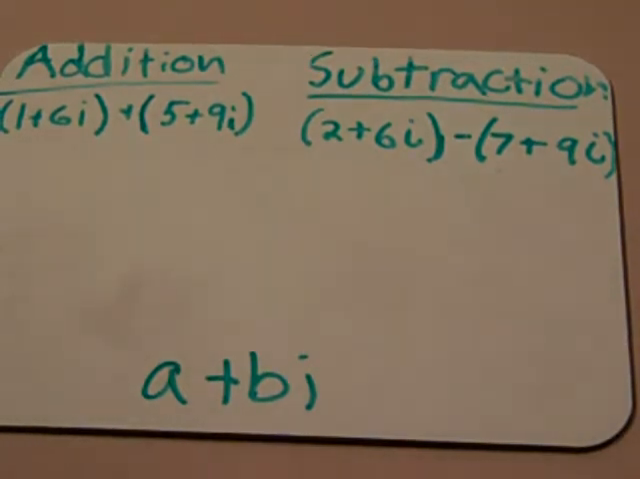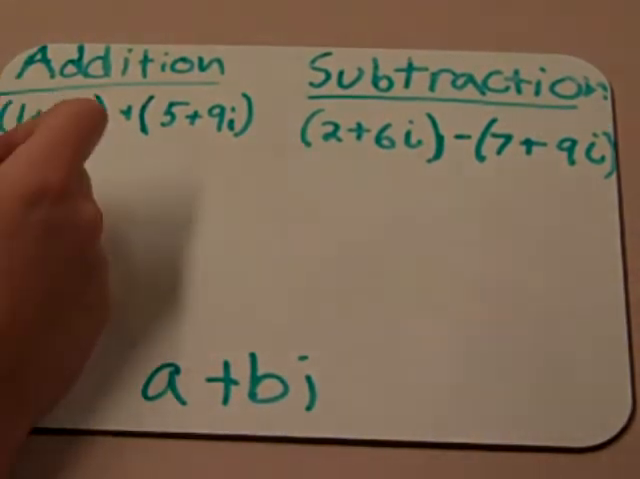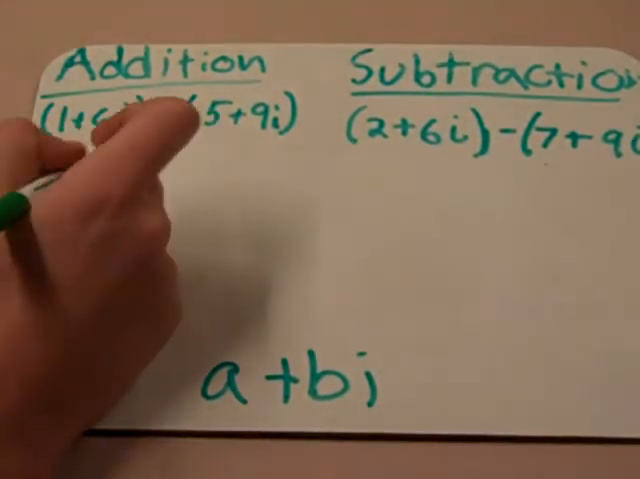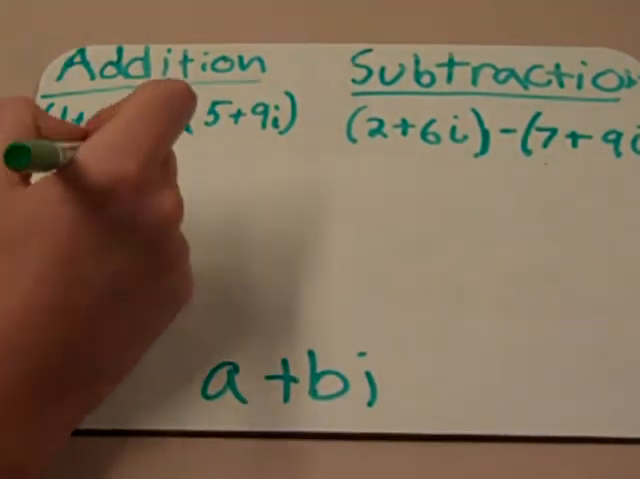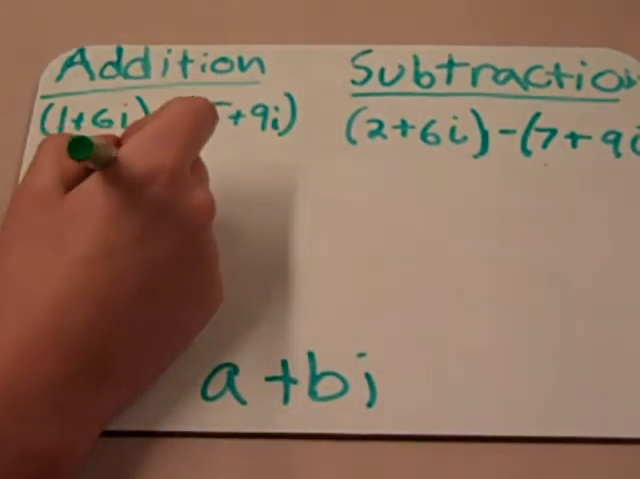Now that we know what complex numbers are, we can demonstrate how to add and subtract them from each other. When you add and subtract complex numbers, all you have to do is combine like terms. So in the addition problem, the real terms 1 and 5 would be added together and yield 6. The imaginary terms 6i and 9i would yield 15i.